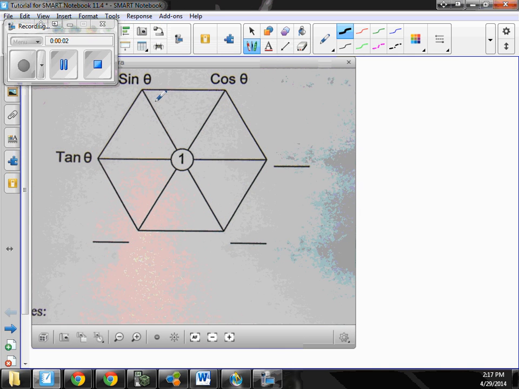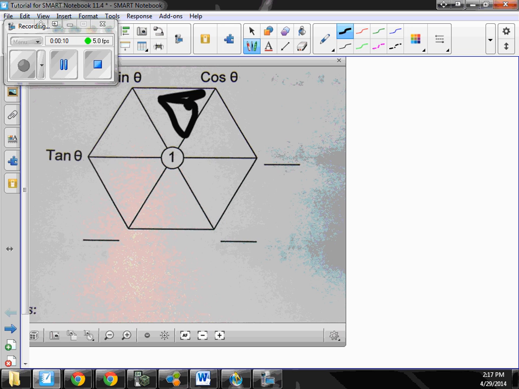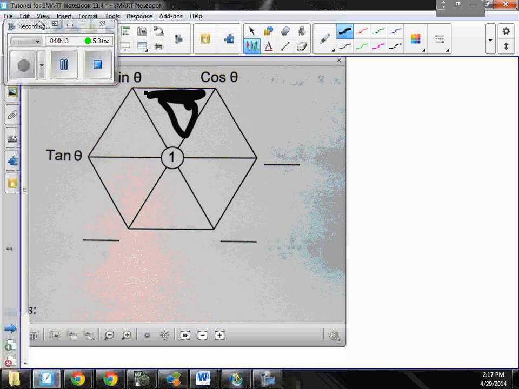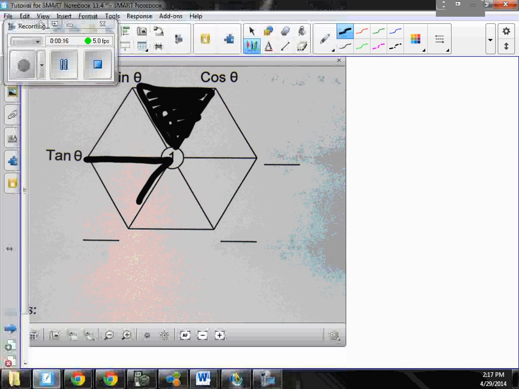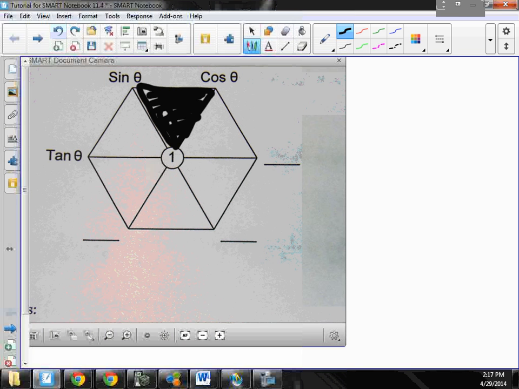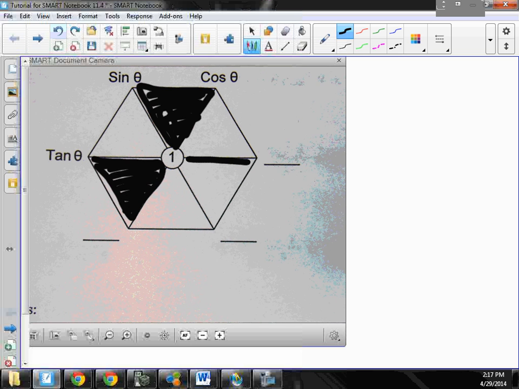I want you to shade in. I'm going to go do that with a marker. It's way too complicated. That didn't work. All right, try that again. Shade in this triangle. Oops. This triangle. And this triangle.